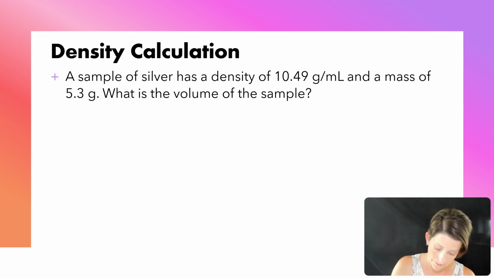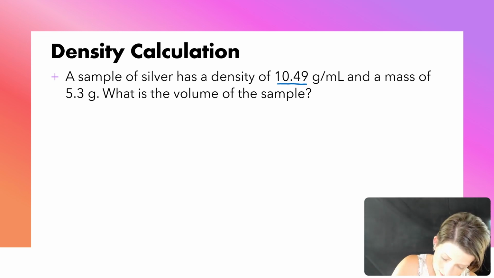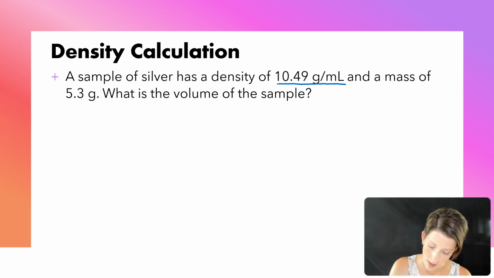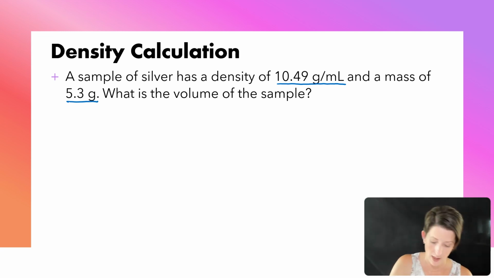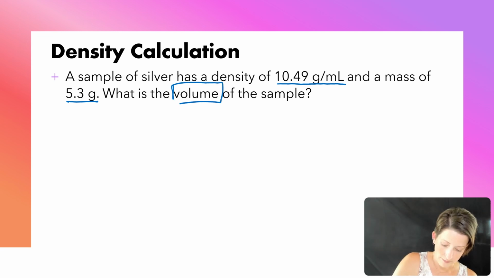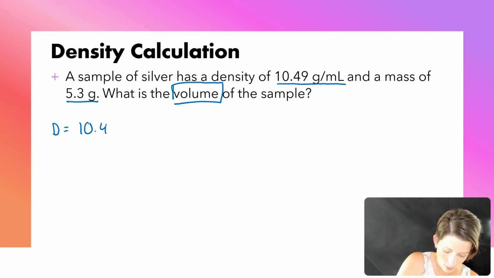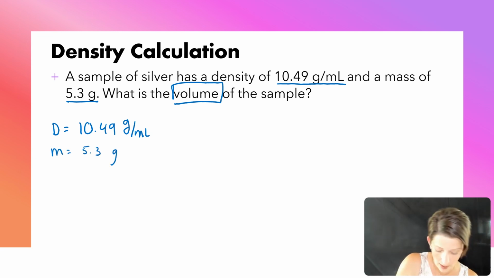So what do I know? We know that the silver has a density of 10.49 grams per milliliter and a mass of 5.3 grams. We are looking for volume. Write everything down. So I know my density is 10.49 grams per milliliter. I know my mass is 5.3 grams. I'm looking for my volume.